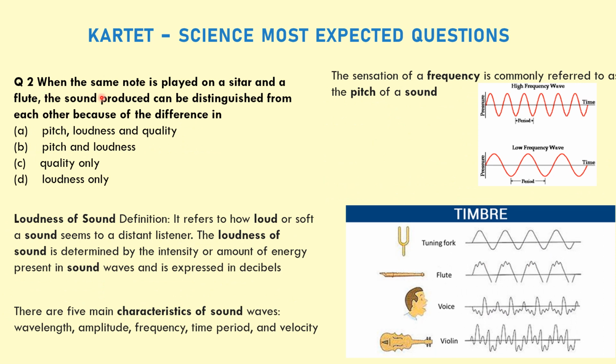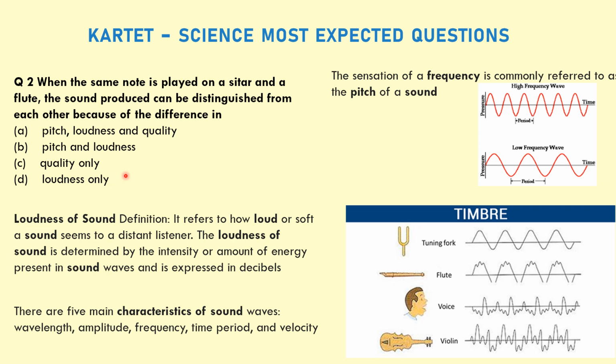Second question: when the same note is played on a sitar and a flute, the sound produced can be distinguished from each other because of the difference in what? When the instruments sitar and flute are playing the same note, how will you differentiate the sound produced? They are asking. Option A, pitch, loudness, quality. Option B, pitch and loudness. Option C, quality only. Option D, loudness only.